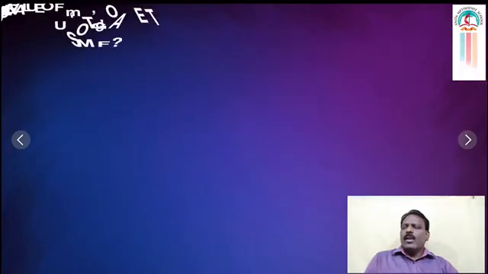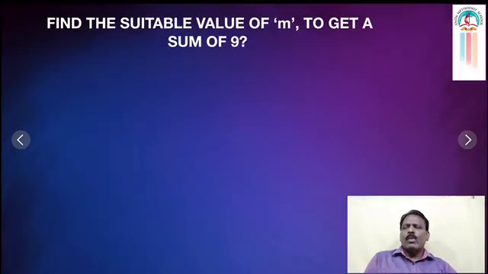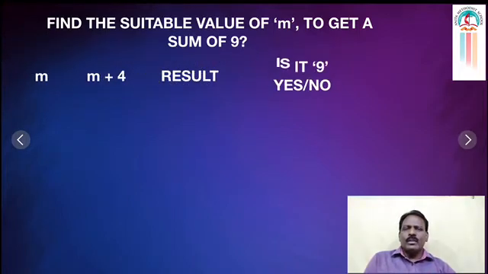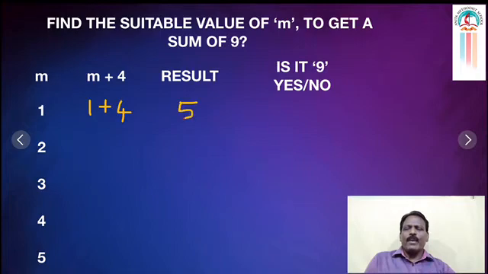Okay. Next, find the suitable value of m to get a sum of 9. How can you find? First, m is given, then m plus 4, then the result. Is it 9? Yes or no? Now m is 1. What will m plus 4 become? 1 plus 4. Result what? 5. Is it 9? No.